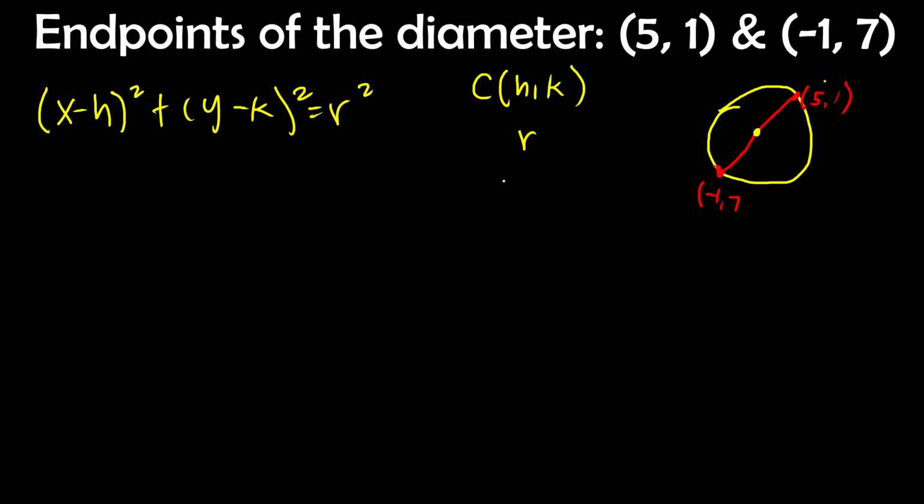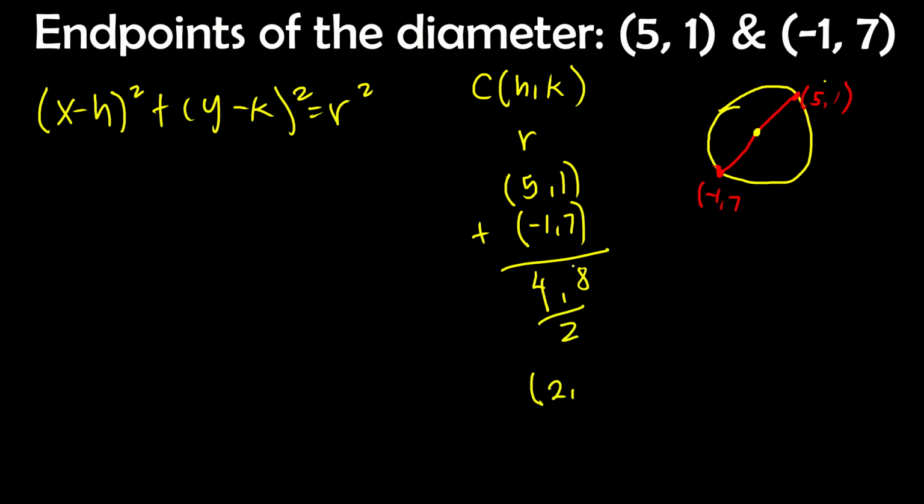So we will have 5, 1, then negative 1, 7. Add and divide it by 2. 5 plus negative 1 is 4. 1 plus 7 is 8. Then divide by 2. So therefore, the midpoint is at 4 divided by 2 is 2, and 8 divided by 2 is 4.